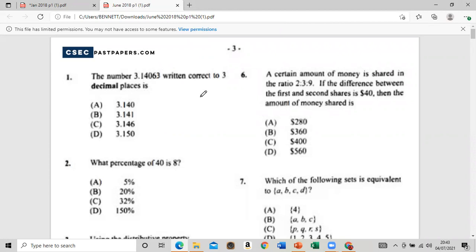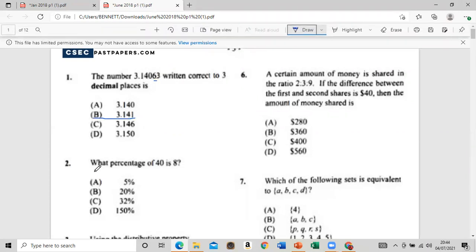So now let's begin. You know, no time to waste. The number 3.1406 is incorrect to 3 decimal places. So check this. Fourth one, so it's 1, 2, 3, 4. Add 1, so it's 3.14.